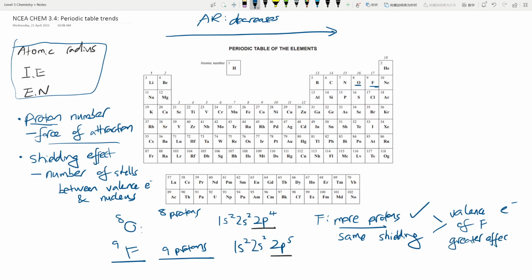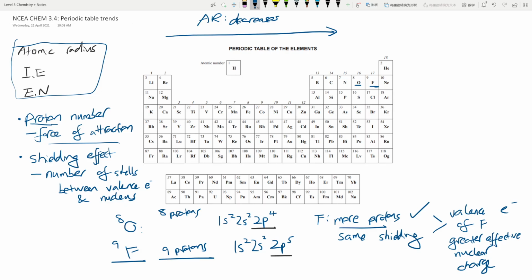that means the valence electrons of fluorine will experience a greater effective nuclear charge. It's just a fancy way of saying that the force of attraction from the protons minus the amount of shielding equals how much force of attraction these valence electrons are actually experiencing. Okay, so that's what I tend to tell my students.